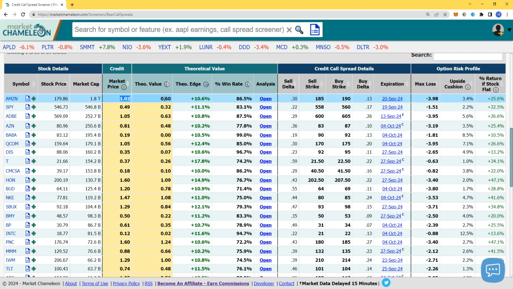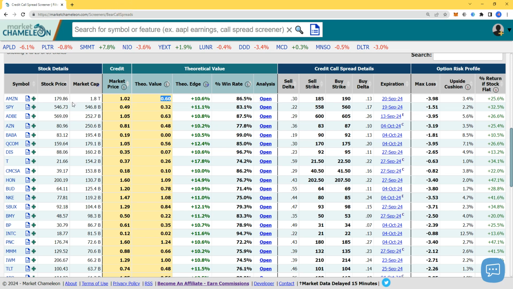But this is the beauty of Market Chameleon. It found you a stock that, based on history, you should have just collected $60 credit. You're collecting, I don't know, almost double. Double is 120. You collect 102, like 80% more. It's very, very nice. Now let's see other stuff.